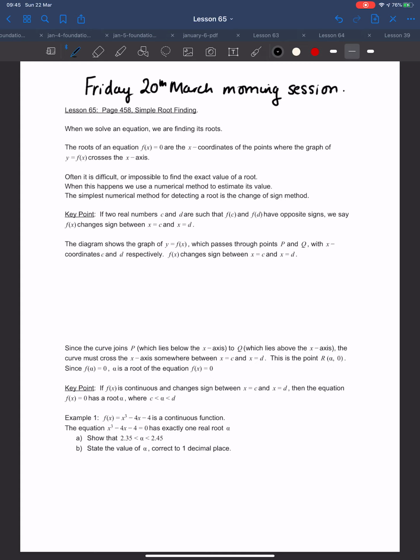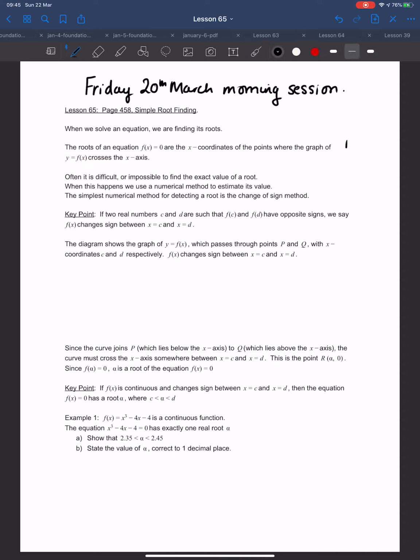So it's lesson 65. It's page 458 of your textbook, simple root finding. A root is a solution to an equation. If we've got an equation such that f of x equals 0, the x coordinates of the points where the graph of y crosses the x-axis are the solutions.